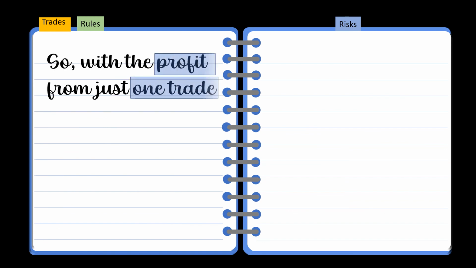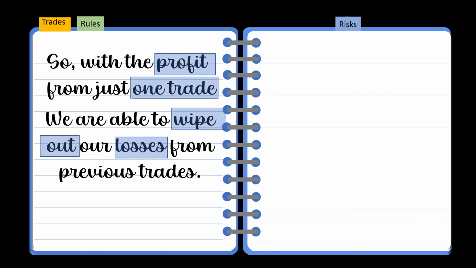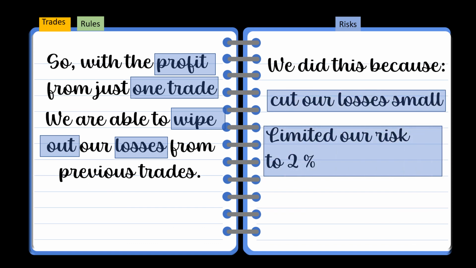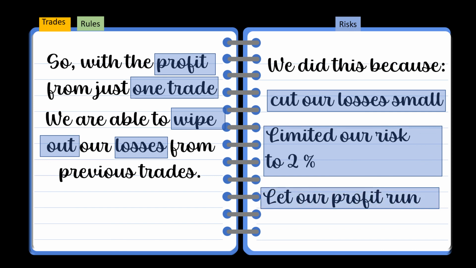So, with that profit from just one trade, we were able to wipe out our losses from the previous 4 trades. And we accomplished this because we were cutting our losses small. We limited our risk to our capital to just 2% and allowed our profit to run.